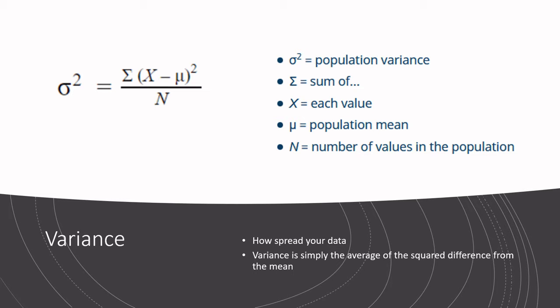Variance is used to measure how far each individual element is away from their mean. So here it is used to measure the spread of your data. As you can see in the formula, variance is simply the average of the square difference from their mean.